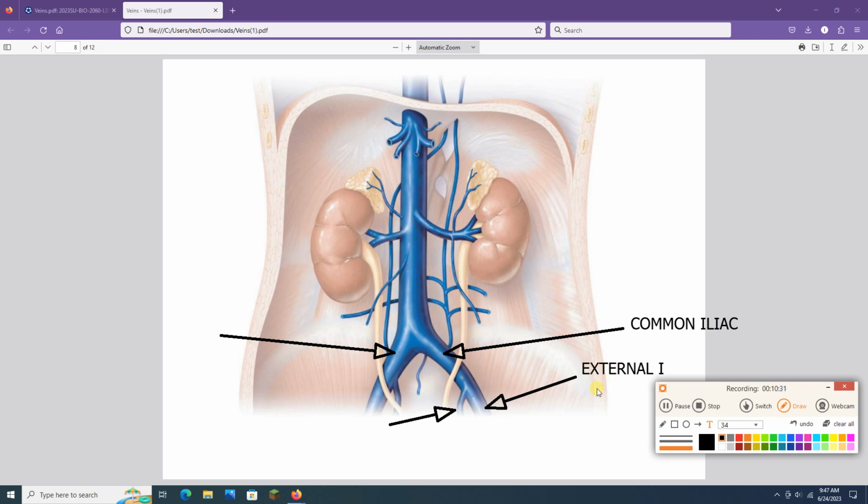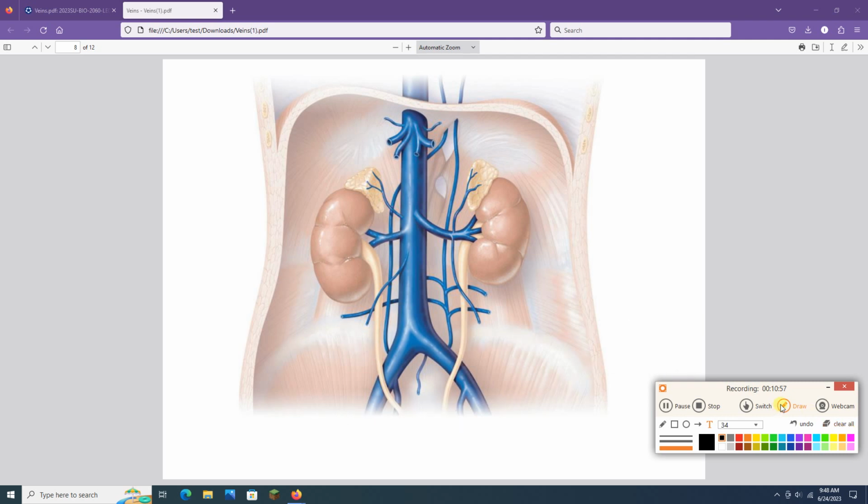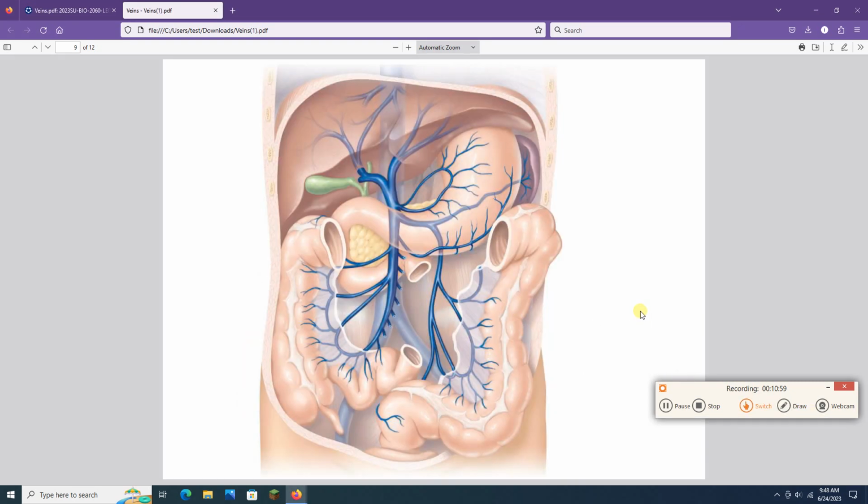And similar to what we did with the arteries, we're going to know the internal iliac vein is going to drain pelvic stuff, urinary, reproductive organs, and the external is going to come up from the leg. All right, before we get into the leg, though, we still got some abdominal work to do. So let's go ahead and do that. Got some abdominal organs here.